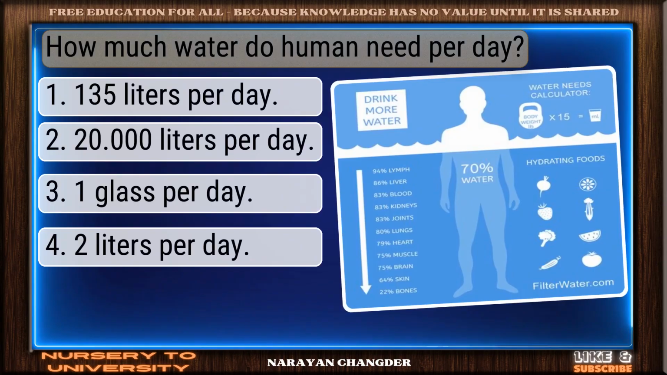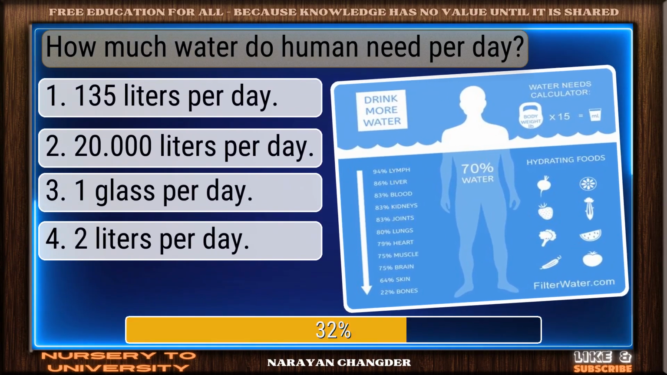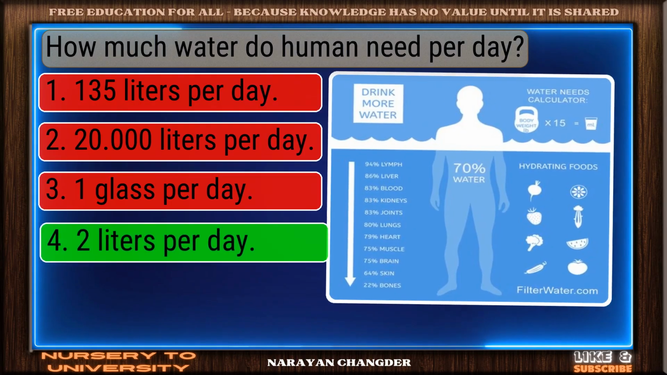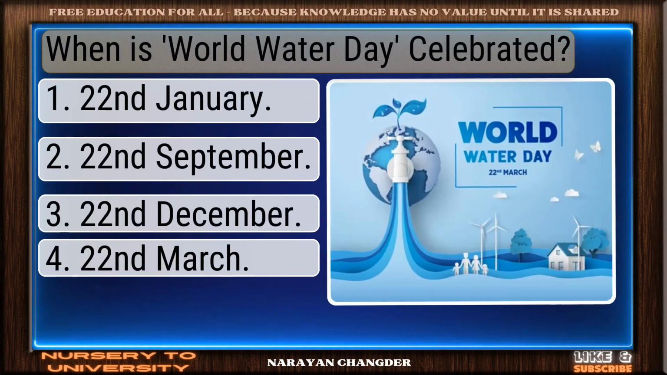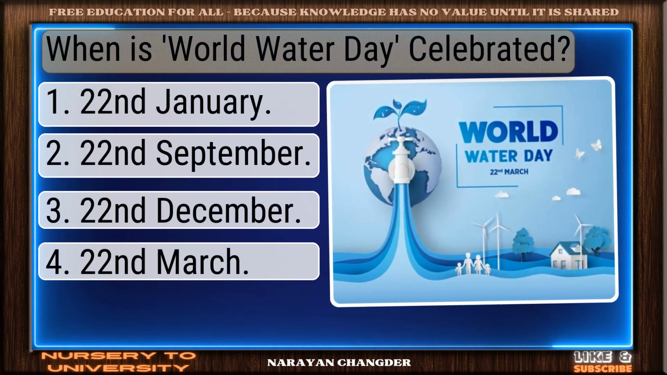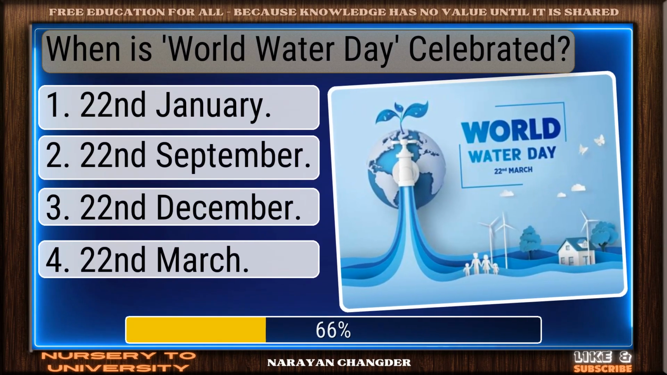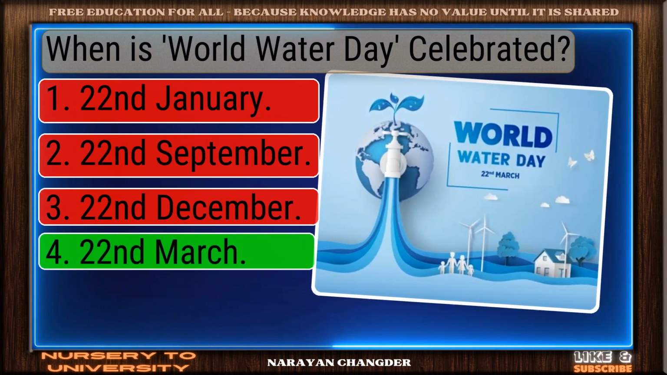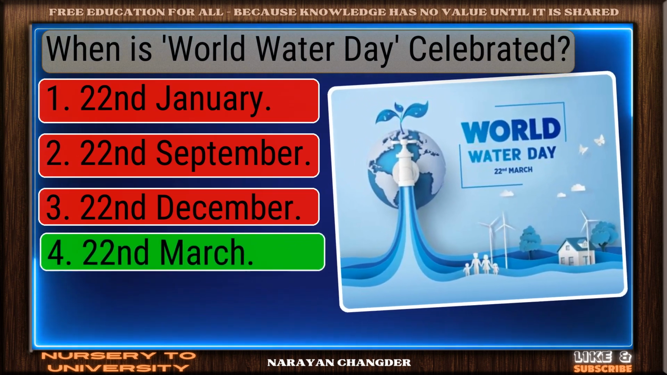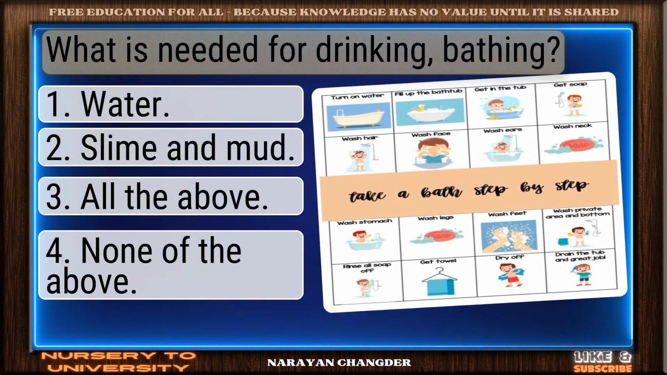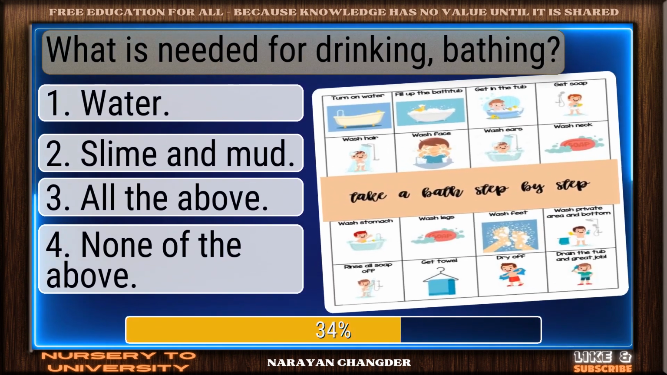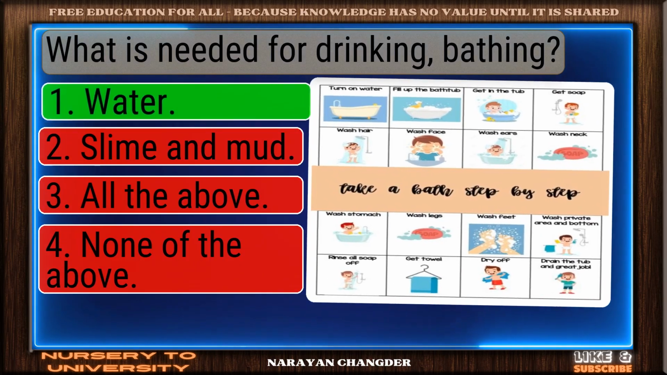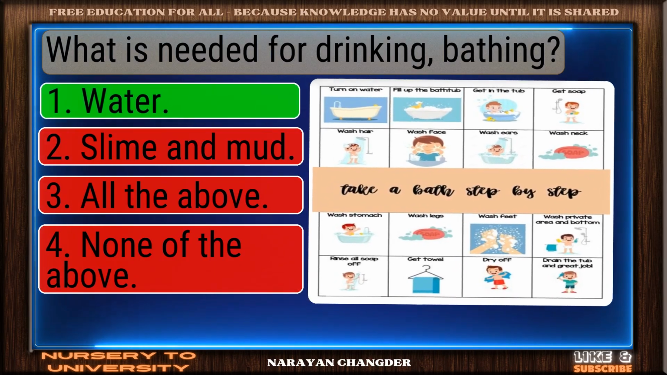How much water do humans need per day? Correct. 2 liters per day is the right answer. When is World Water Day celebrated? Correct response. 22nd March is the most accurate answer. What is needed for drinking, bathing? You're right. Water is the correct answer.